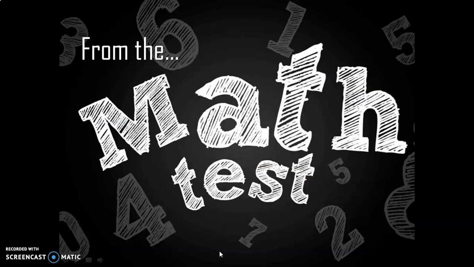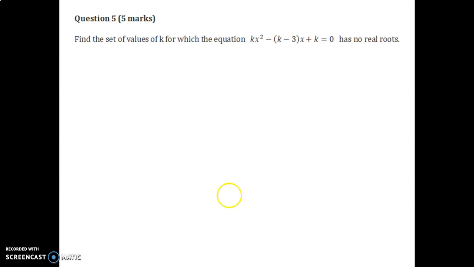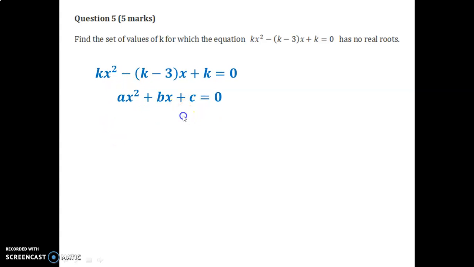Alright, from the math test, last one. This one, number 5. This equation has to have no real roots. That means the discriminant will be negative. Let's match this up. Here's the standard form. That's your a value. All of this in front of the x is your b value. And here is our c value. That's the first thing to notice in this one.